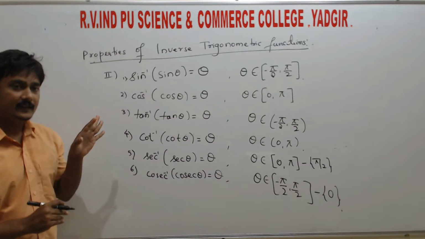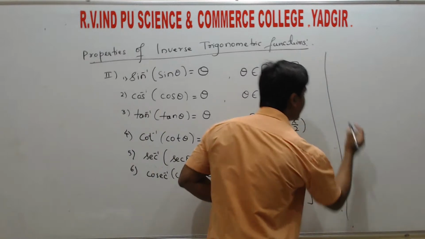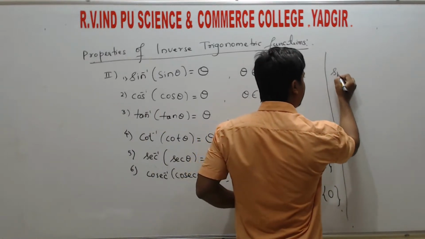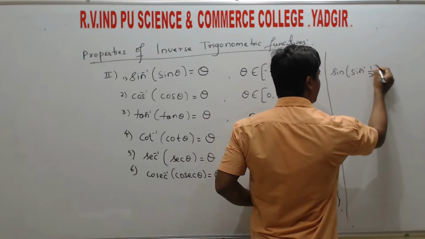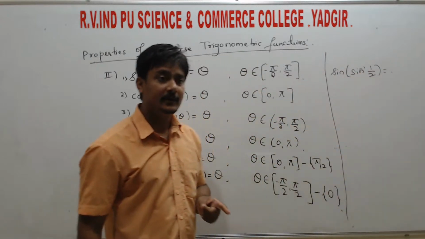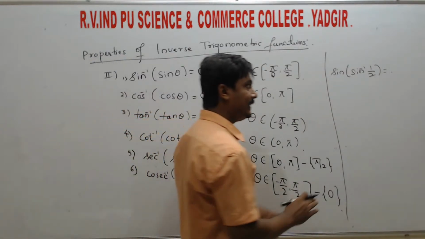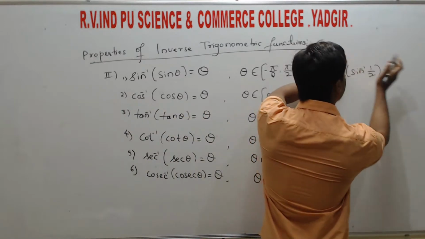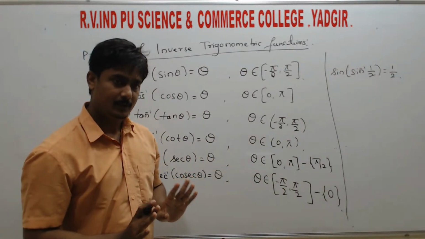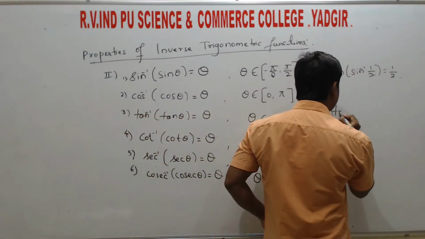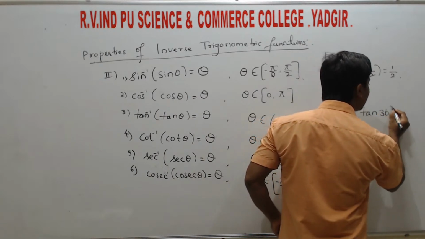Whether these properties are clear, let us try to recall these properties with some examples. See here. If I ask you what is the sine of sine inverse 1 by 2, what will be your answer? Already I have given you the logic to remember it. Directly we will think in this way: sine and sine inverse will cancel out. We get the value as 1 by 2.